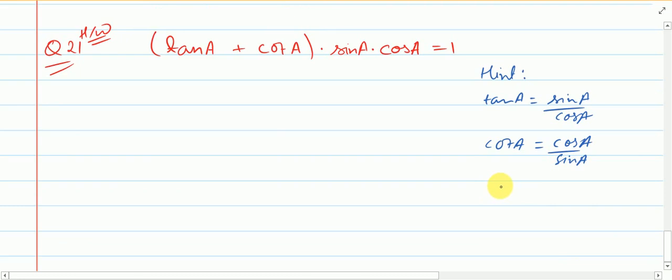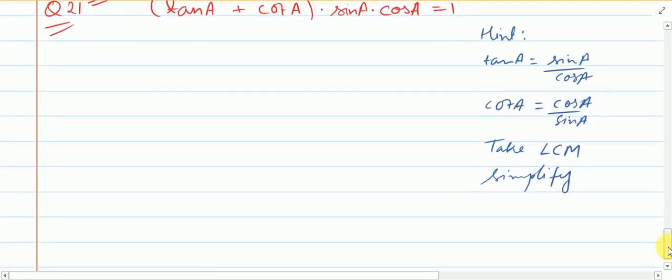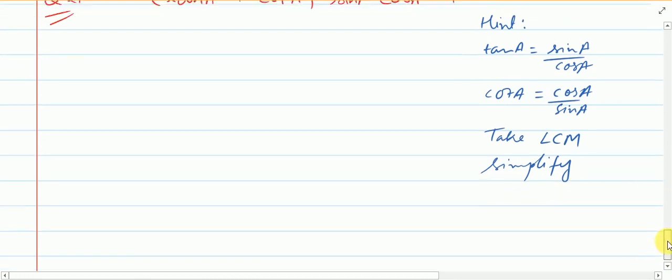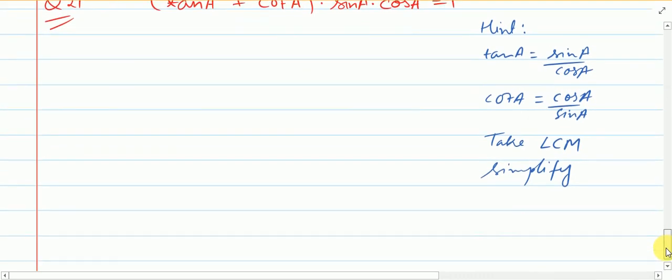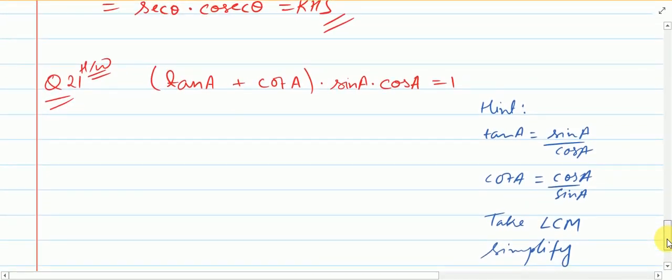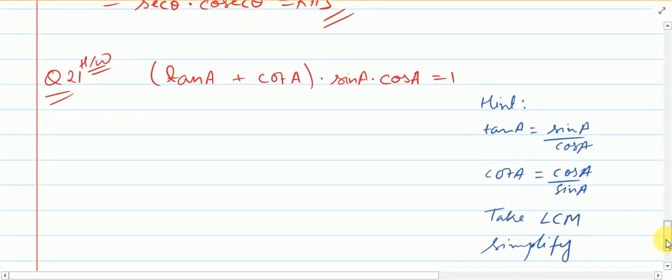And then what you will do, you will take LCM, then simplify. After simplification you will see that you will get your answer. Okay, so if I write down everything, then it would be better to solve it only, so there would be no meaning of giving homework. Okay, so this is all for today. Okay.